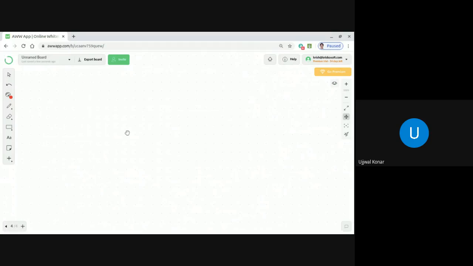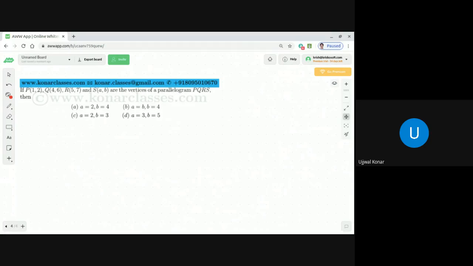So this is question number 3, dear students. So the question here is, if P(1, 2), Q(4, 6), R(5, 7), and S(a, b) are the vertices of a parallelogram PQRS, then which one of the following is going to be true?